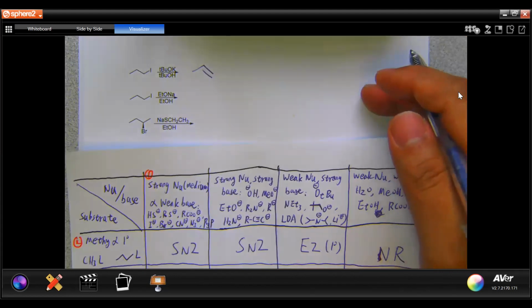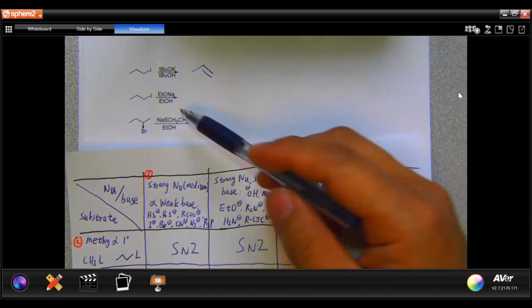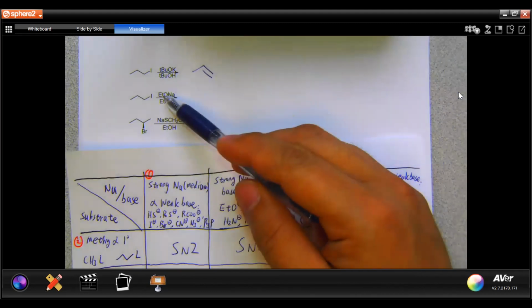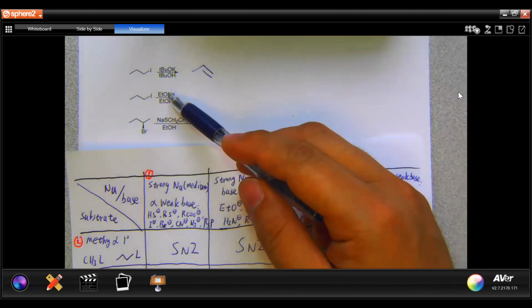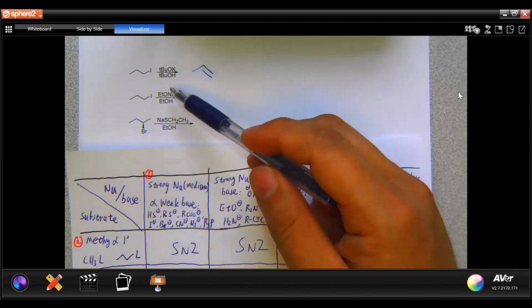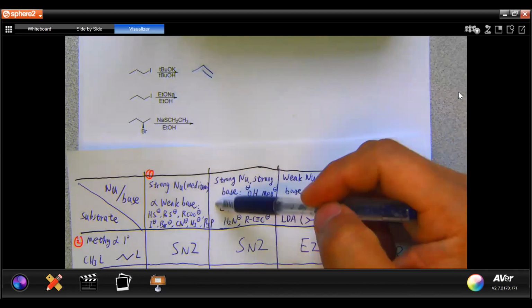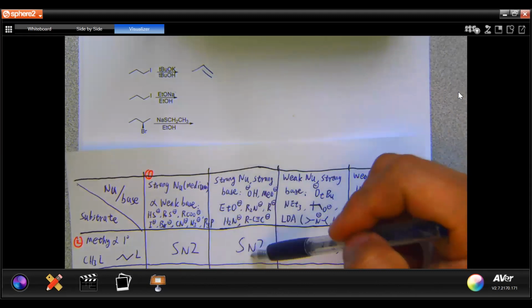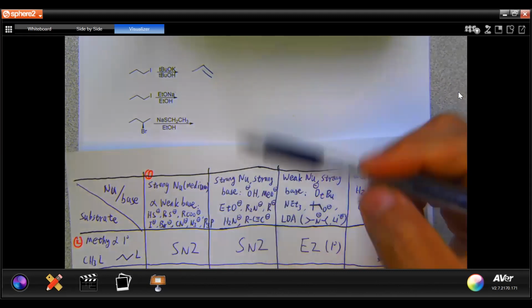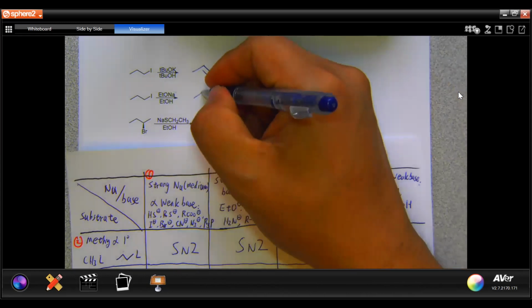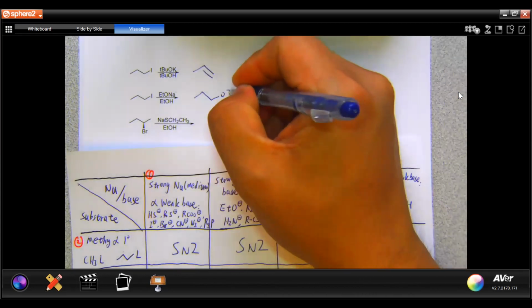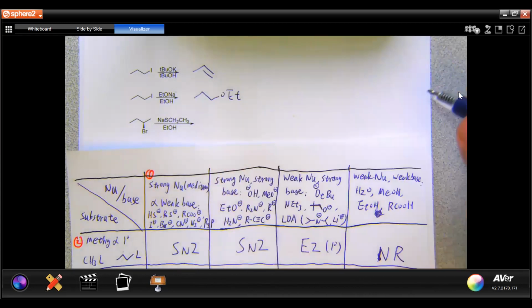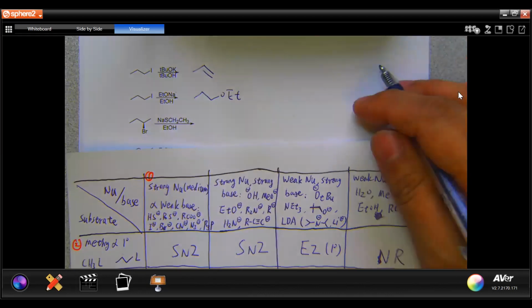And then the second one, the reagent becomes ethoxide. This is a strong base, but also a strong nucleophile. So it is still primary, with a strong base and strong nucleophile. Now SN2 is the major product, so that's the product here. Make sure you know how to do it.